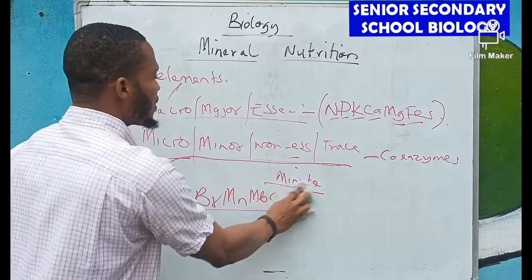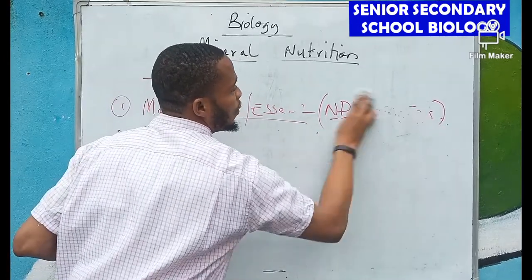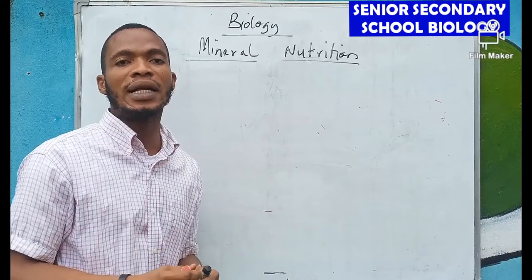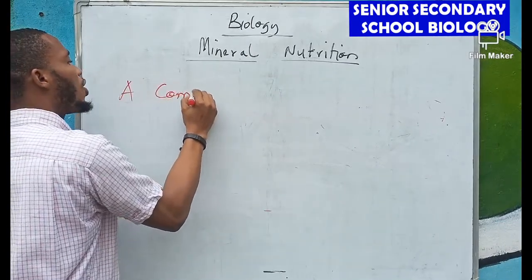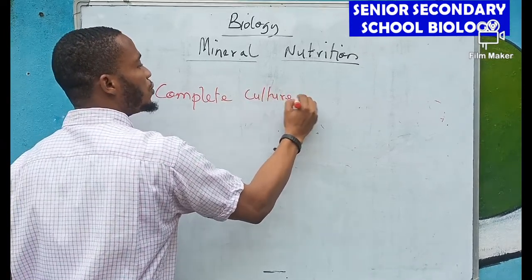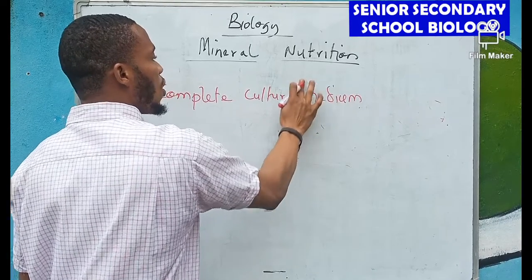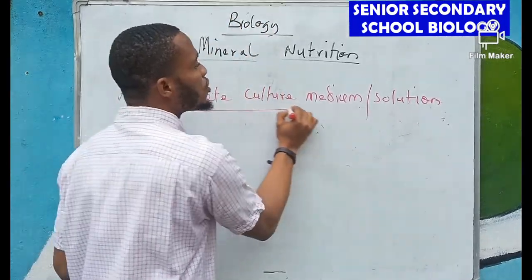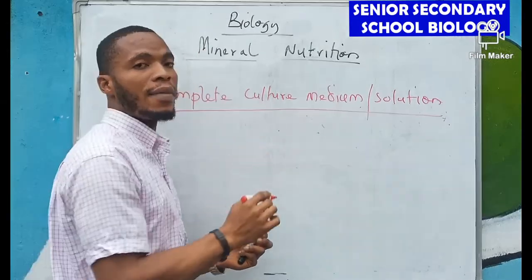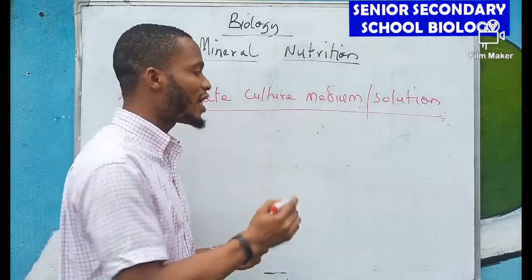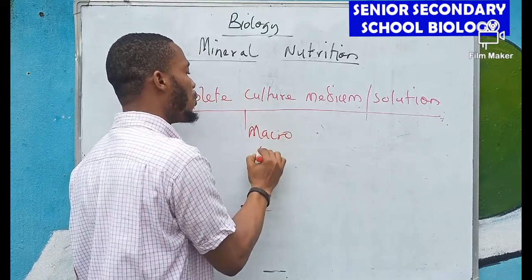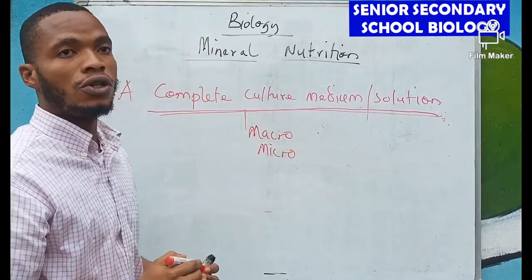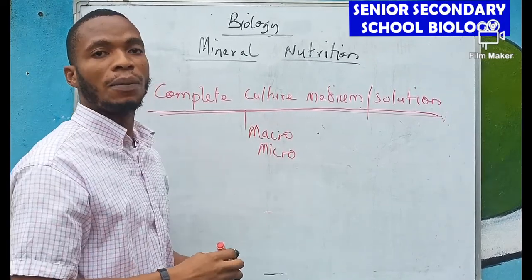Now, that being said, let's go into this. Remember we talked of a balanced diet in animals, a diet that contains all the 6 classes of food in the right proportion. The plants also have their own balanced diet called a complete culture medium, or culture solution. This is a solution or a medium containing the elements needed for the plant's flourishment in the right quantity. It contains both the macro and the micro elements. So just like the balanced diet, the plants also have their own balanced diet. It's called a complete culture medium solution, a solution that contains all these elements in the right quantity for the plant's flourishment.